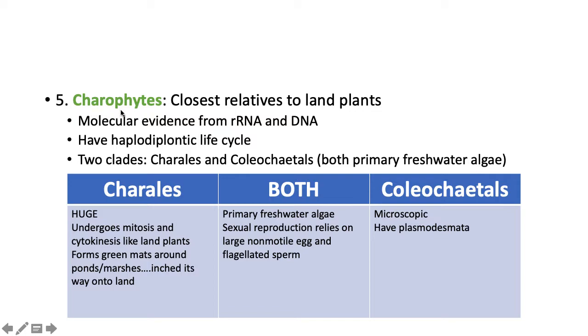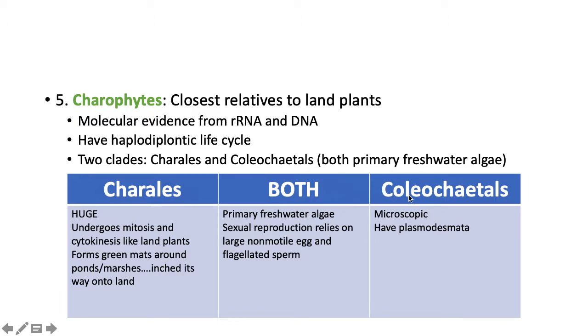Underneath the charophytes, you can subdivide it even further, which can be kind of confusing, between the charales and the coleochaetales, which is mostly freshwater algae. So I just made a table to kind of sort out the information your book gives you. So with the charales, they're huge. They undergo mitosis and cytokinesis like land plants. But the thing that really sticks out is that they form green mats around ponds and marshes, and you just think, hey, it inched itself onto land.